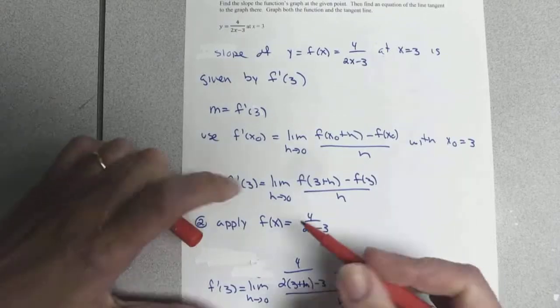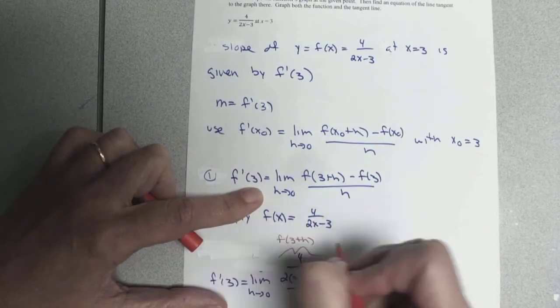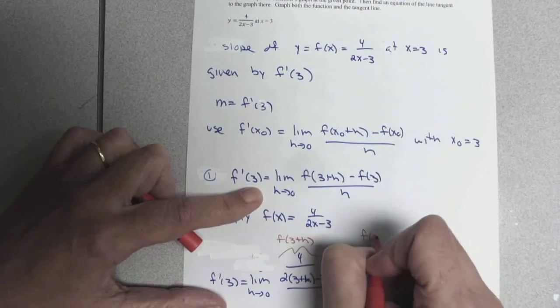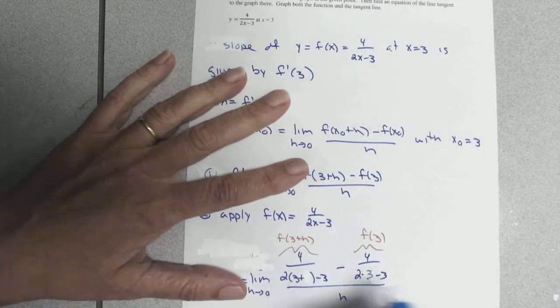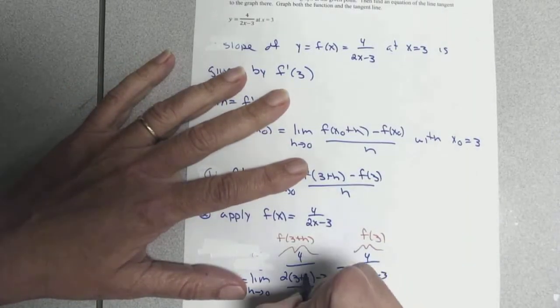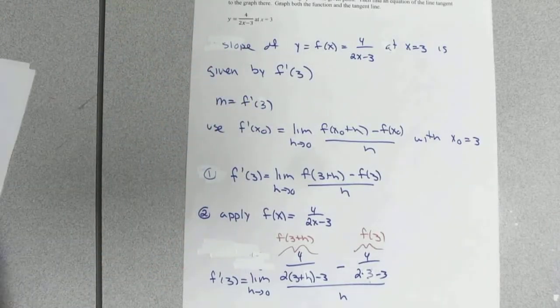So what we have here, there is f of 3 plus h. There's f of 3. I just replaced the x in the first case with 3 plus h, and in the second case with just 3. And now we're going to simplify.